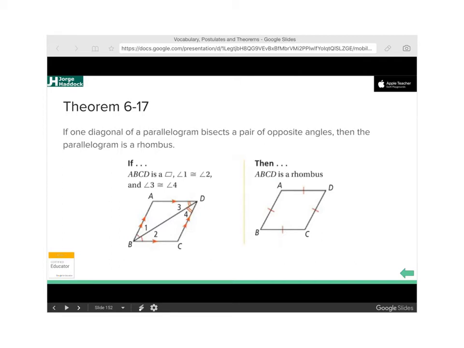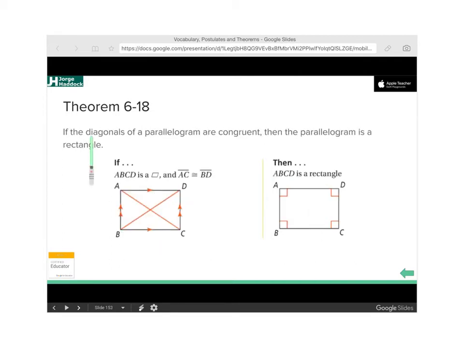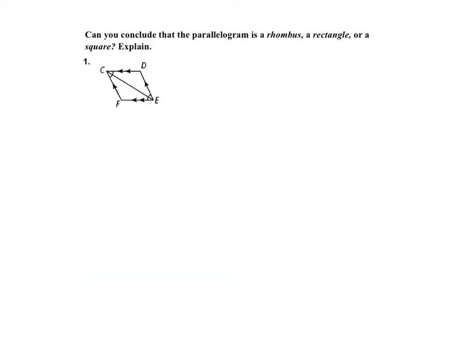The last one we're going to be using says that if the diagonals of a parallelogram are congruent, then the parallelogram is a rectangle. So right here I have that parallelogram. I have that AC is congruent to BD, so that means that ABCD is a rectangle. So let's use this information, or those theorems, in a couple of exercises.